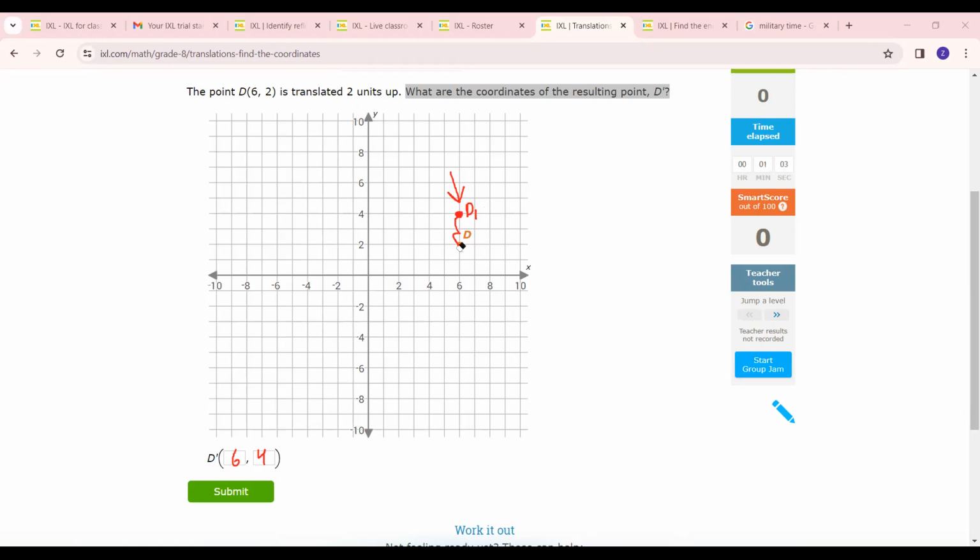So whatever translation they tell you to do, perform the translation, but then write the coordinates of where it's at. Okay. All right, so I'm going to give you those 3 quizzes.